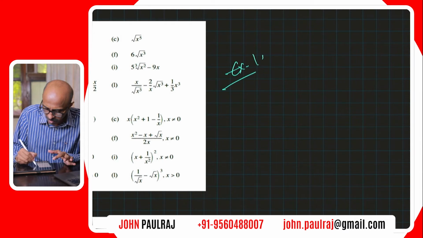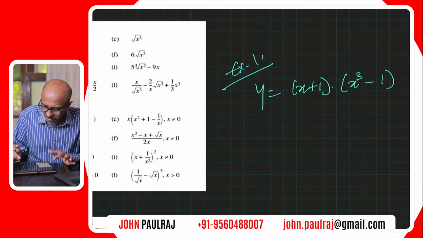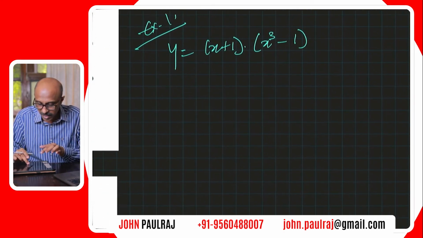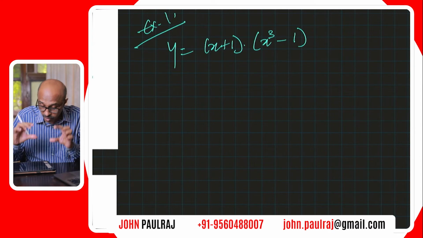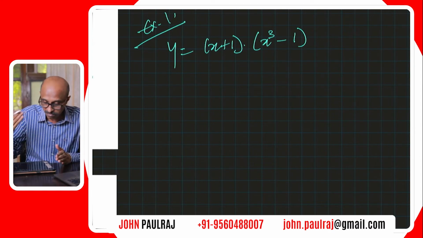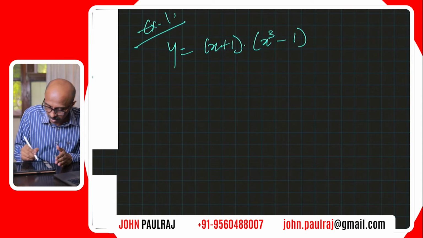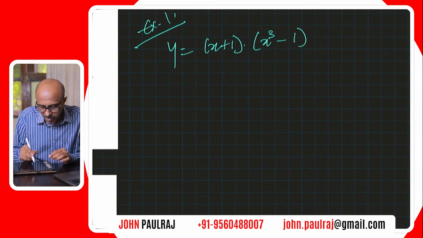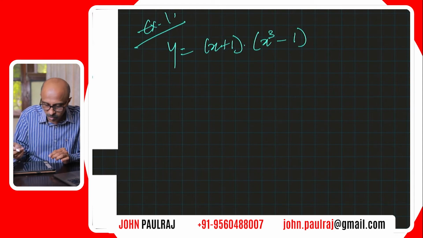Example 1 will be y is equal to x plus 1 times x cubed minus 1. This is a very simple example, and we'll take another example after that. This is just to illustrate how to use the product rule. First, learn how to use the rule, and then we can take on some more challenging examples. This question could have been solved by multiplying the two brackets and then differentiating term by term. But let's see how you can use the product rule to solve a question like this.